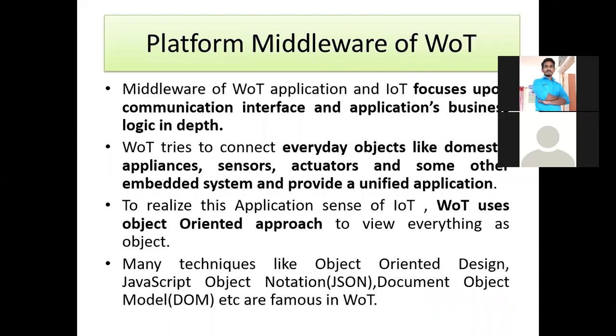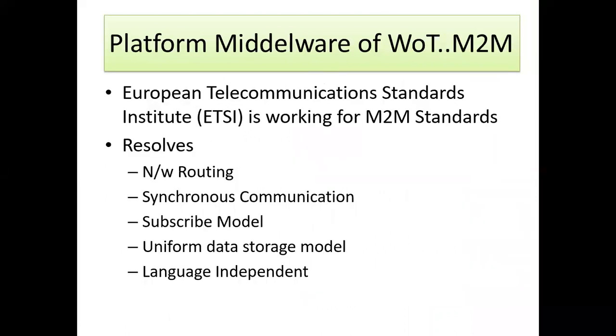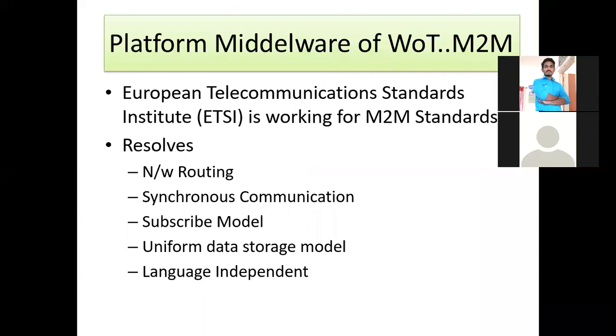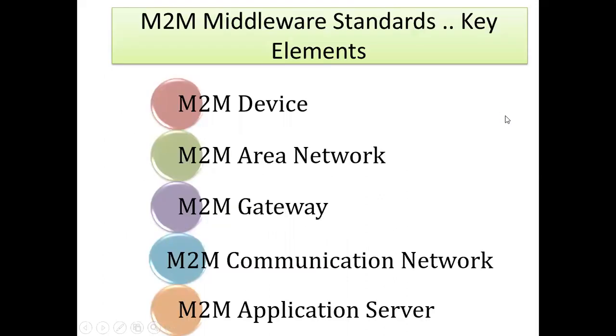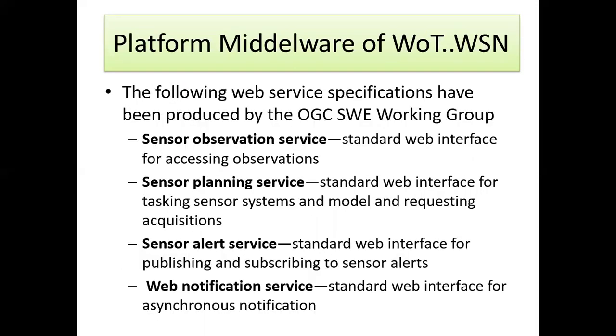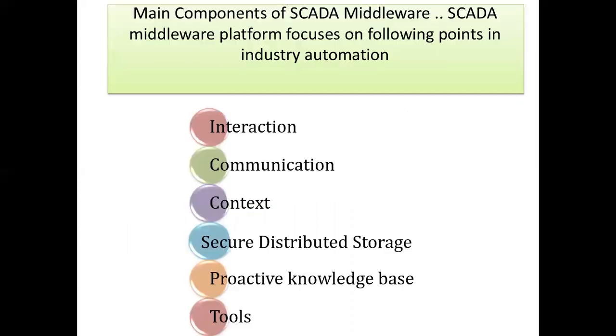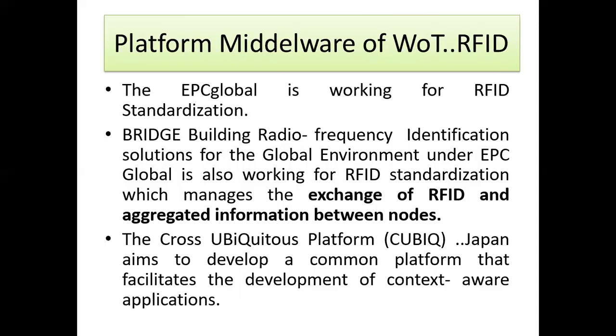Then we saw the platform middlewares of IoT. In that we saw three middlewares, that is M2M, SCADA, and WSN. Okay, now we are going to see the platform middleware of WoT, and first we are going to see RFID.